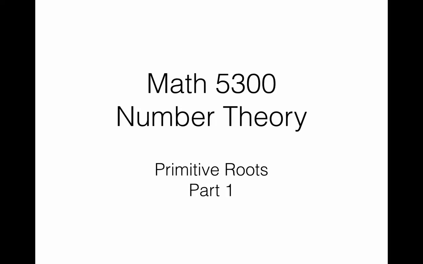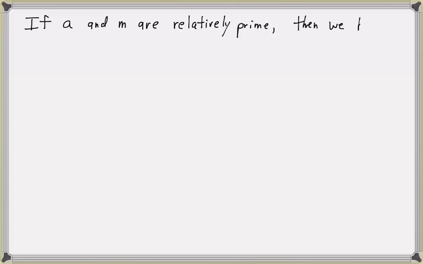In this lesson, we will present the idea of primitive roots. If we begin with two relatively prime numbers, a and m, then Euler's theorem tells us that a to the power phi of m will be congruent to 1 mod m.